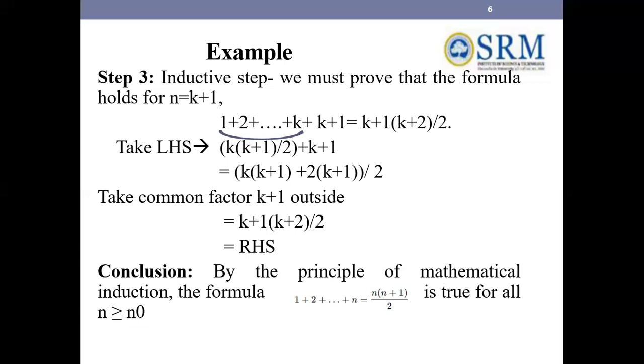So we know from step 2, 1 plus 2 plus up to k is k into (k plus 1) by 2. The remaining term will be k plus 1 that we can write. Now, what we can do, denominator 2 is commonly taken for both the terms. So k into (k plus 1) plus 2 times (k plus 1), we are dividing by 2.